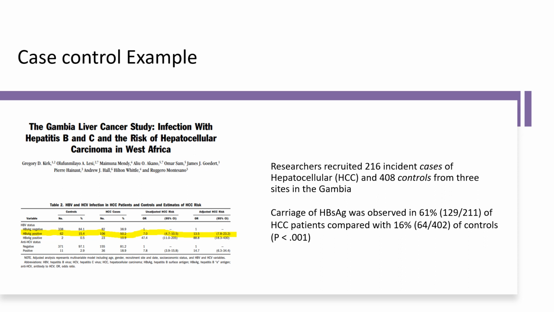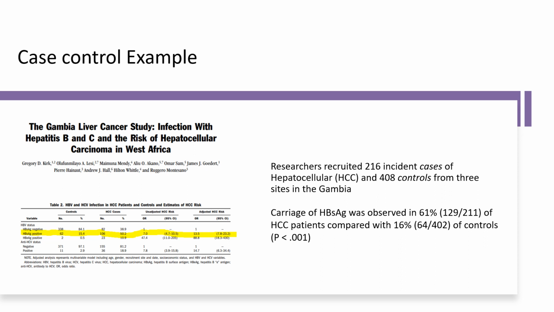We can look at a specific example of a case control study that was conducted here in the Gambia, the Gambia liver cancer study. They've really conducted a lot of studies. They also have cohort studies, so if you're interested, you can look at the literature. This particular study was looking at risk for hepatocellular carcinoma, and they found that hepatitis B and C were risk factors. So the researchers recruited cases of people with hepatocellular carcinoma, and then they also recruited controls. So the controls were people who do not have cancer.